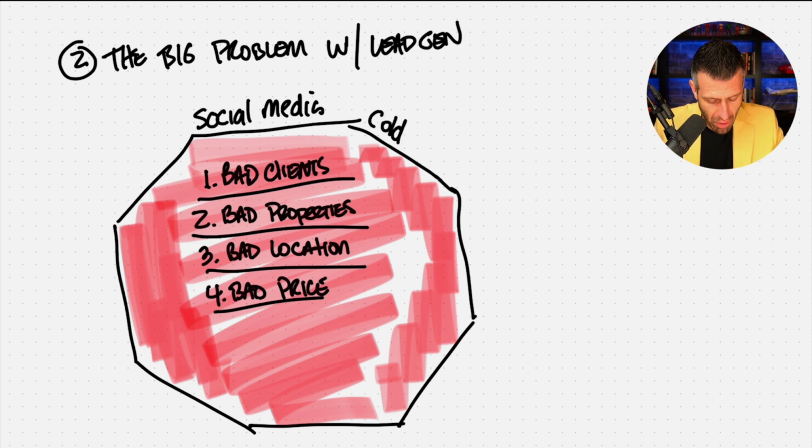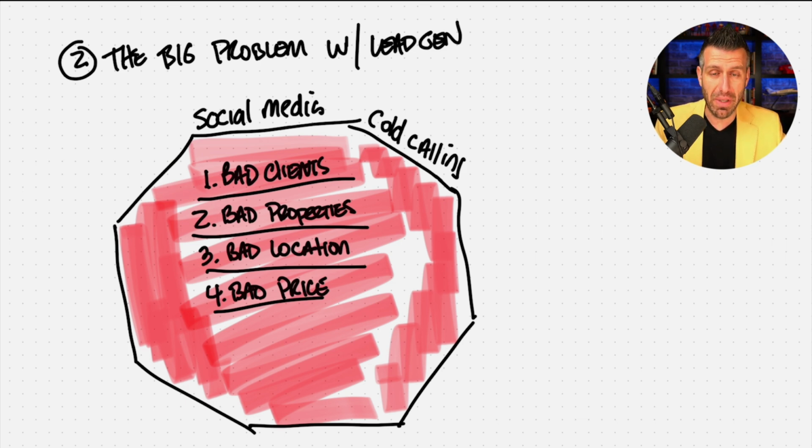Or let's just take cold calling as an example. Same problem. If you're randomly drawing a circle around some area, they call it circle prospecting, and you just start hammering the phone, the same problem exists. You have no idea who's going to pick up the phone. You have no idea the type of property that they have to sell, perhaps.